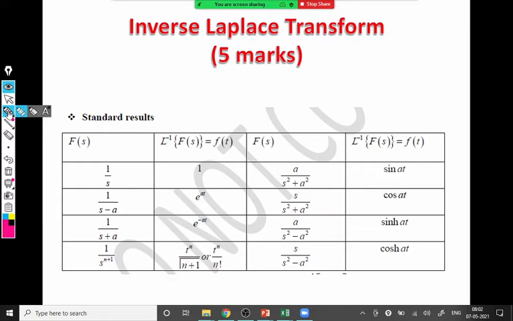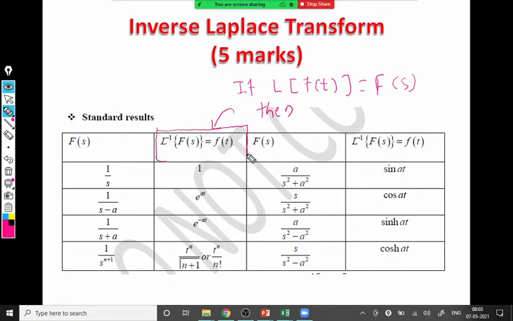Now if we want the definition, we can say like this. If Laplace of the function f of t is F of s, then L inverse of F of s is f of t, and that L inverse is an inverse operator now, the inverse Laplace operator. So when we operate L inverse on F of s, it converts the S domain function to the T domain function.